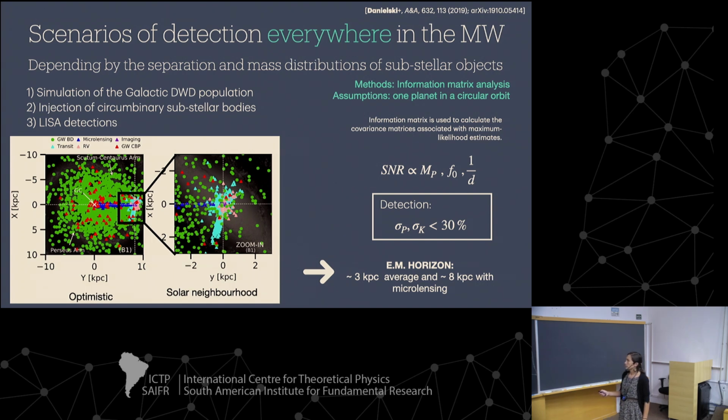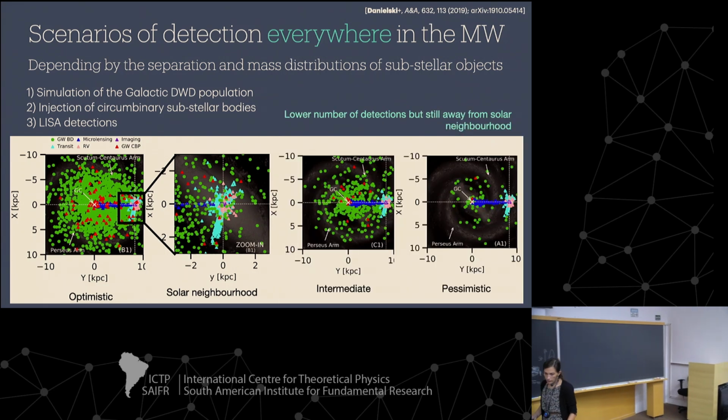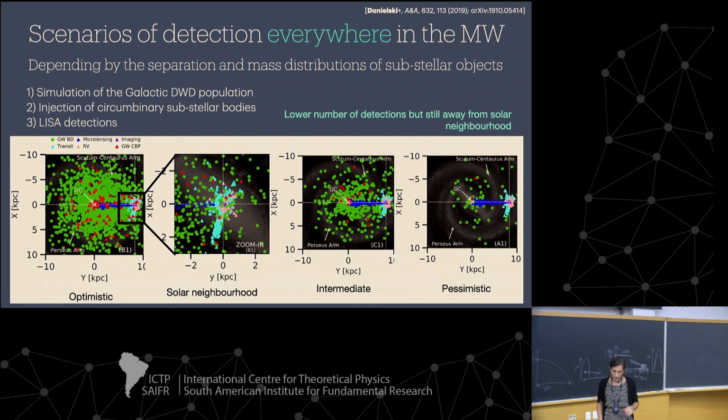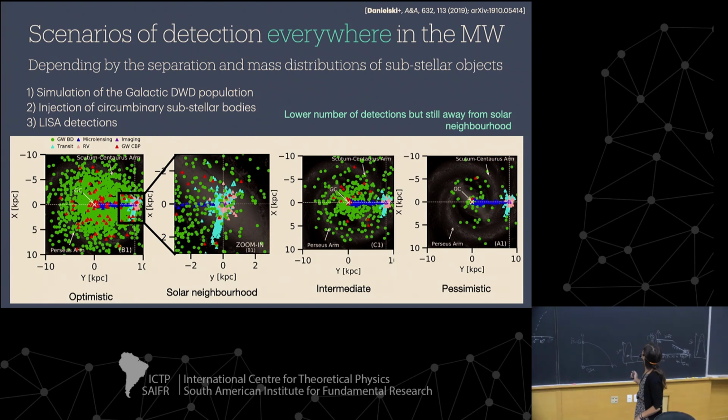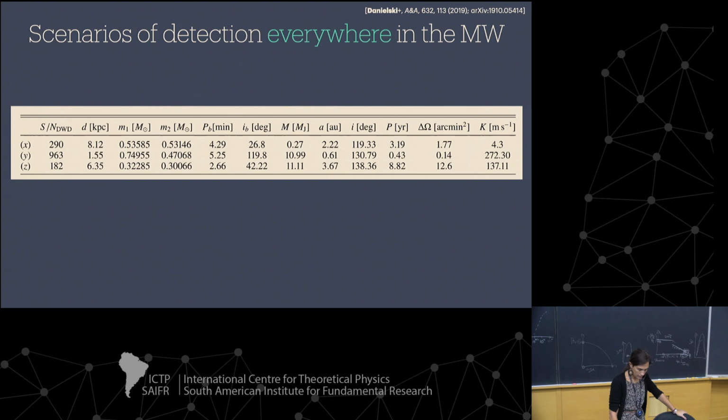Yes, the limit of the electromagnetic horizon is more or less 3 kiloparsec. Here we are talking about the whole galaxy. But even in the intermediate and the pessimistic case, we found exoplanets that are far away, like the red triangles. We had 3 detections, something like that, in the pessimistic case. So that was something very, very important.